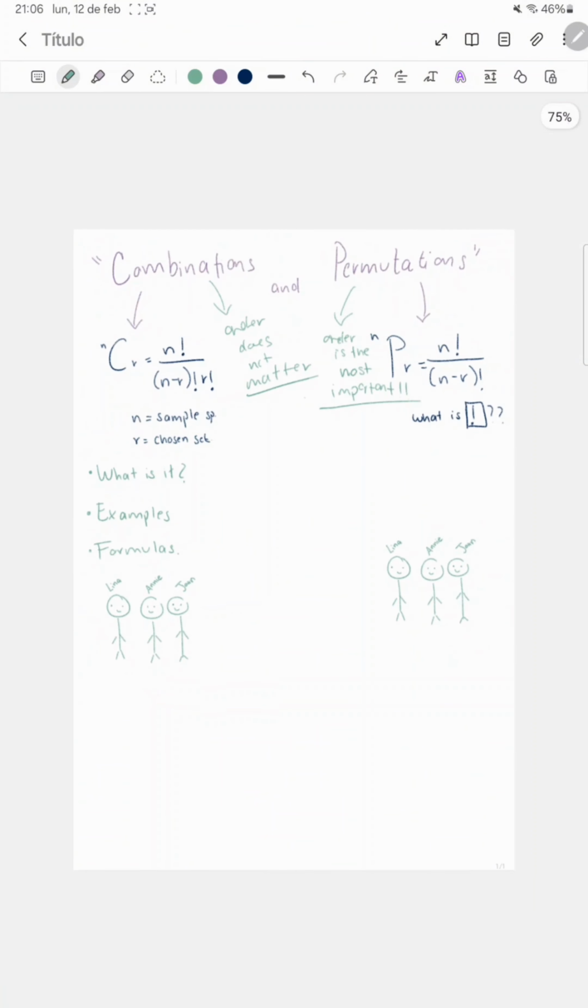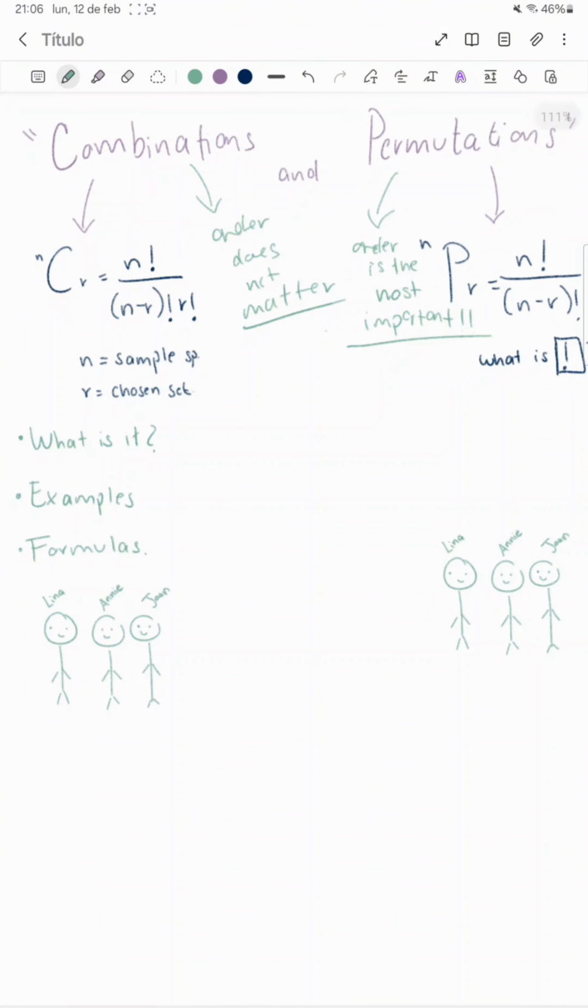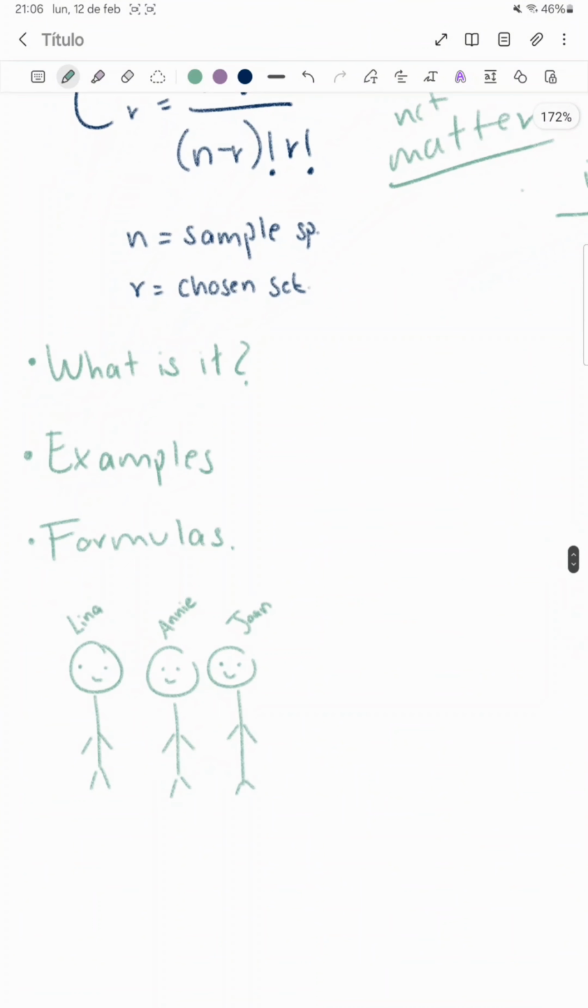Because of the context, order does matter in permutations, and they have to be put in some exact order or in some exact way so it can be done. So let's check a really quick example. Let's imagine that I have three people, Lina, Annie, and Joan. We're going to make a race just to see which one of them is the fastest. There is no prize, there is no absolute goal in this. We just want to see who is the fastest.